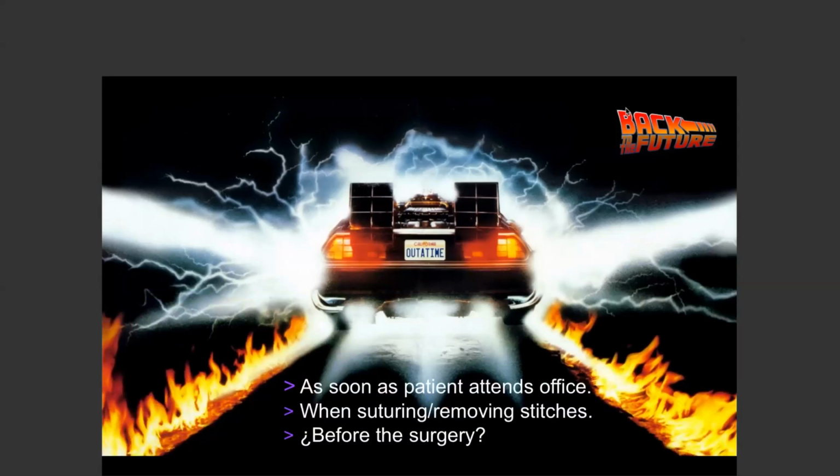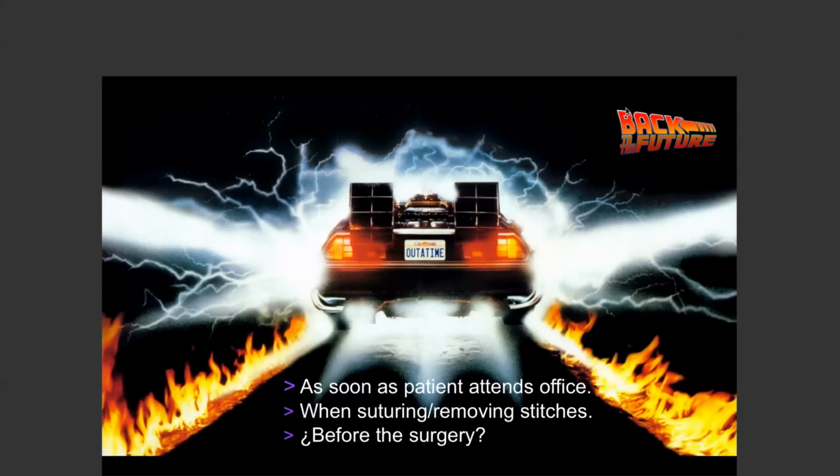And the answer is, when can we start acting on a scar? So the answer is variable, and we do have different settings. One is as soon as the patient attends the office, because many patients still believe that during the first year after the trauma, they can do absolutely nothing with a scar.